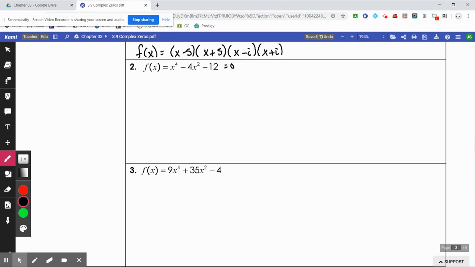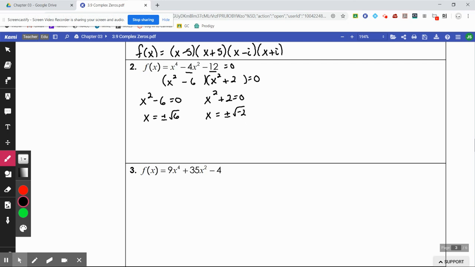Next one, set it equal to 0. Let's find our 4 roots. 2 sets of parentheses. x squared times x squared gives you x to the 4th. Adds, multiplies will be a negative 6 and a positive 2. Set each of those equal to 0. x squared minus 6 is 0. Move the 6 over and take the square root. That's going to be plus and minus the square root of 6. x squared plus 2 is 0. Move the 2 over and take the square root. That's going to be plus and minus the square root of negative 2, which will be plus and minus i root 2.